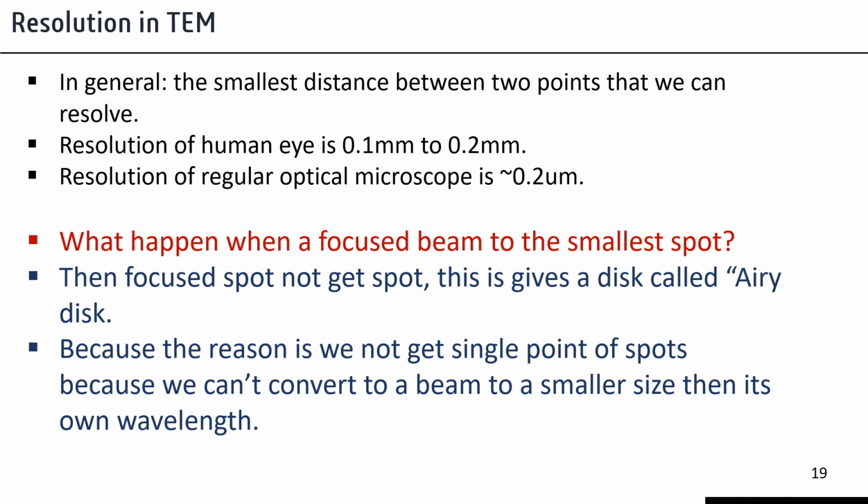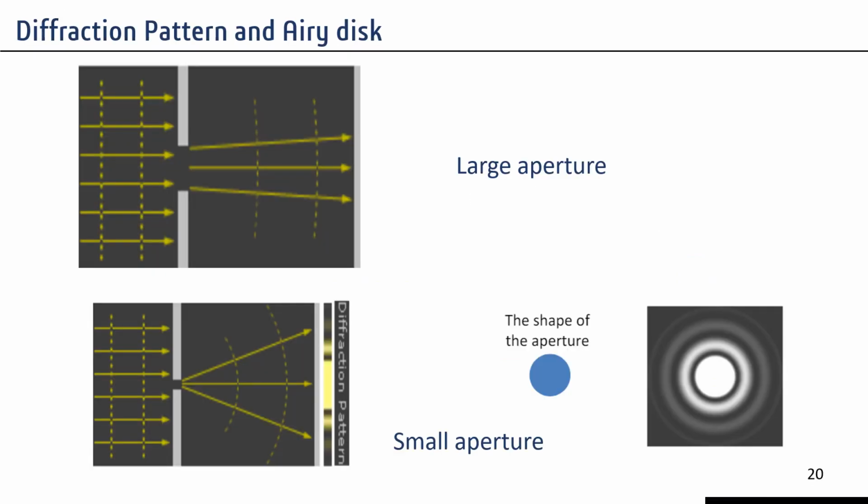The question is: what happens when a beam is focused to a small spot? The focused spot is not a sharp point; it gives a disk called the Airy disk. The reason we do not get a single point is that we cannot converge a beam to a size smaller than its one wavelength. Here we see the diffraction pattern and the Airy disk.